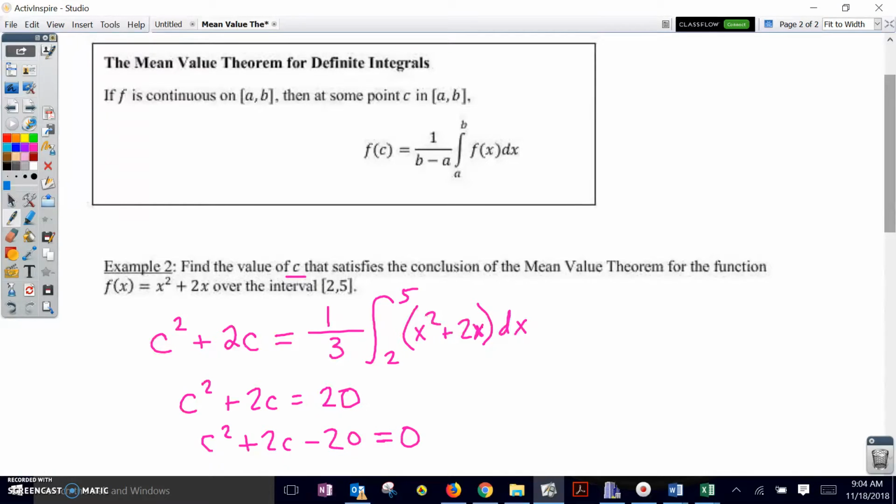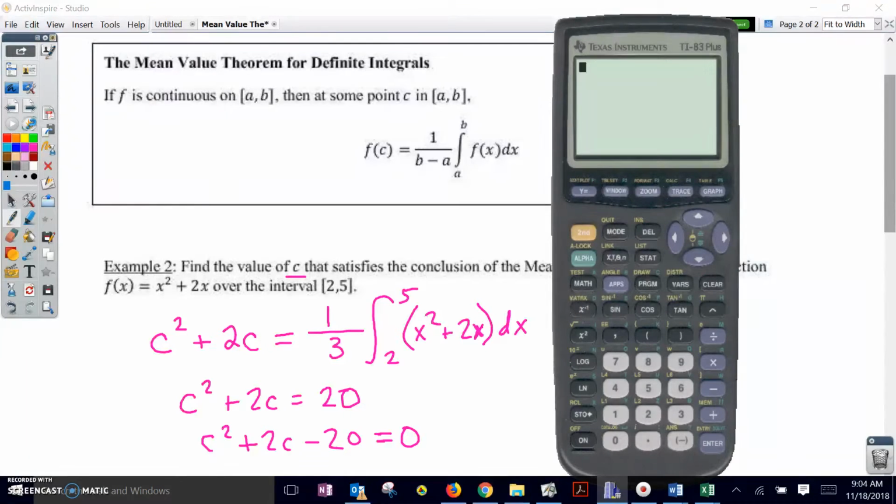I can solve this equation however I choose. It doesn't look like I can factor it, so I'm either going to use the quadratic formula or I'm going to use my graphing calculator. I'm going to go ahead and just do this on my calculator. So I graph x squared plus 2x minus 20, and I'm looking for a solution to this in the interval from 2 to 5. So I'm going to restrict my window to the x values from 2 to 5.